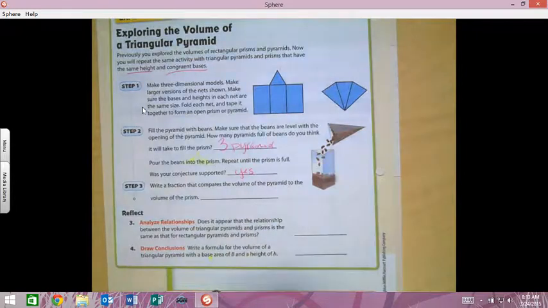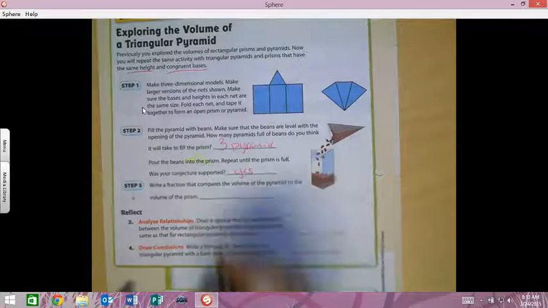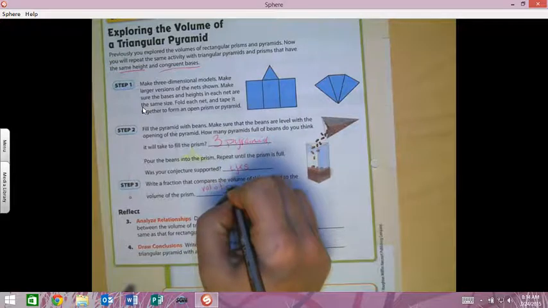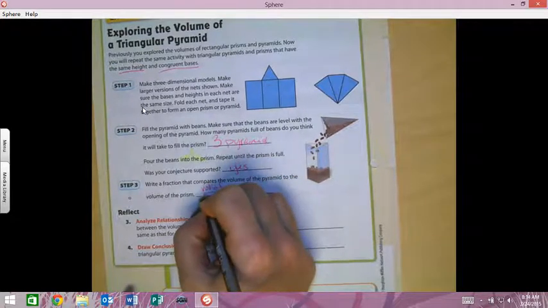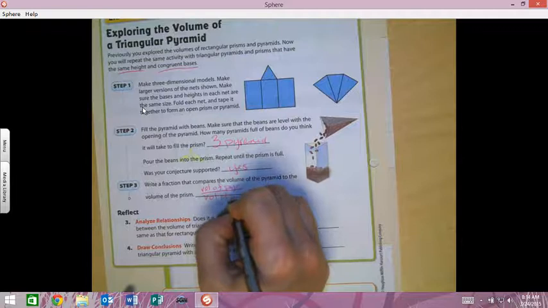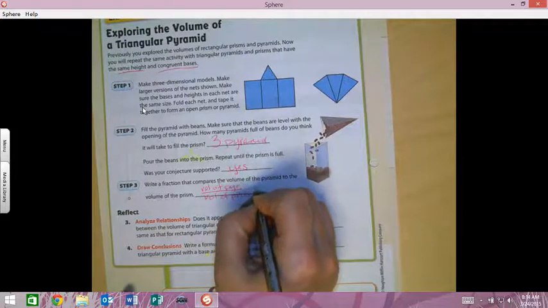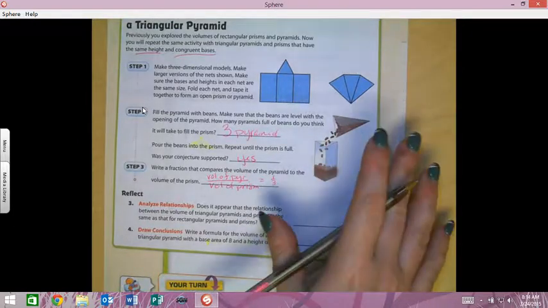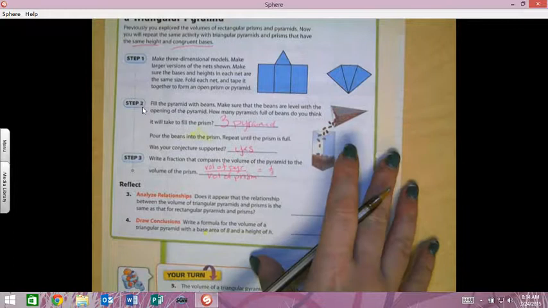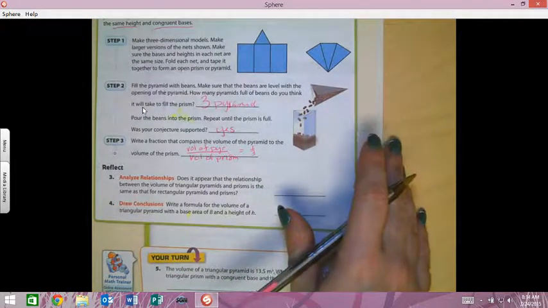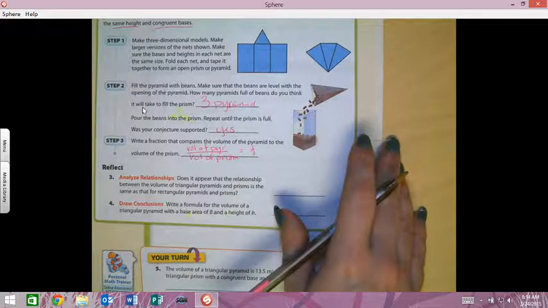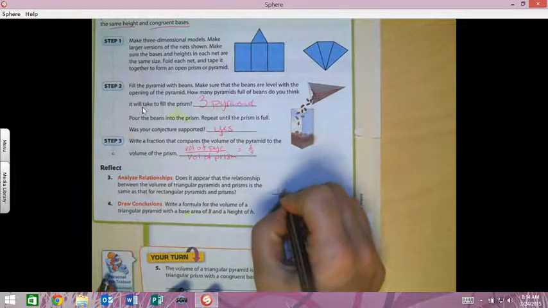So we can write a fraction that compares the volume of the pyramid to the volume of the prism. So our volume of pyramid compared to volume of prism equals 1/3, because a pyramid is 1/3 of the prism. So on the reflect number 3, it says analyze relationships. Does it appear that the relationship between the volume of the triangular pyramids and prisms is the same as that for rectangular prisms and pyramids? Yes. It is the exact same.